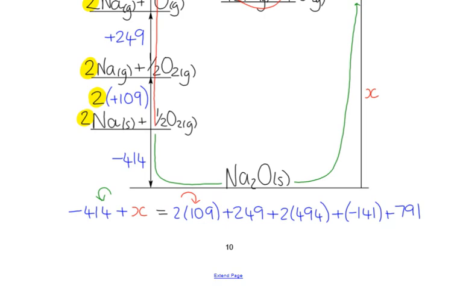I'm going to pause the video, see if you can work out the value of x. And that's what you should have got. X is 2,519 kilojoules per mole.